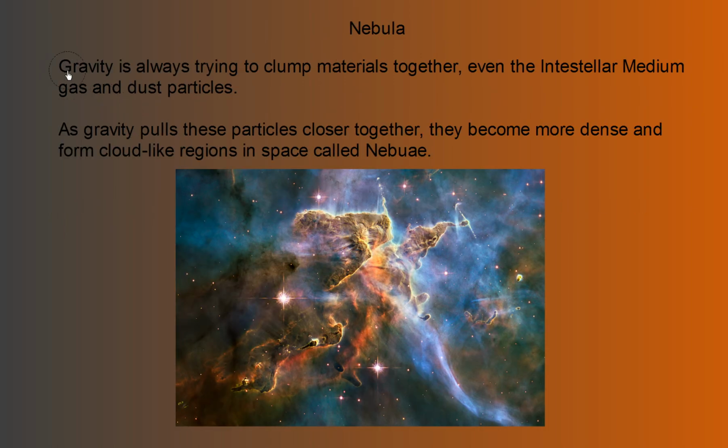So, gravity is always trying to clump material together. The force of gravity is an attractive force, and it pulls mass together. And this force of gravity even works on the interstellar medium, gas and dust particles. And as gravity pulls these particles closer together, they form these nice cloud-like objects we call nebula. Now, this picture is covering a vast area. If you were in space here, it would not look like you're in a cloud. This is still very, very, very not dense. I don't know if there's a better way to put that.